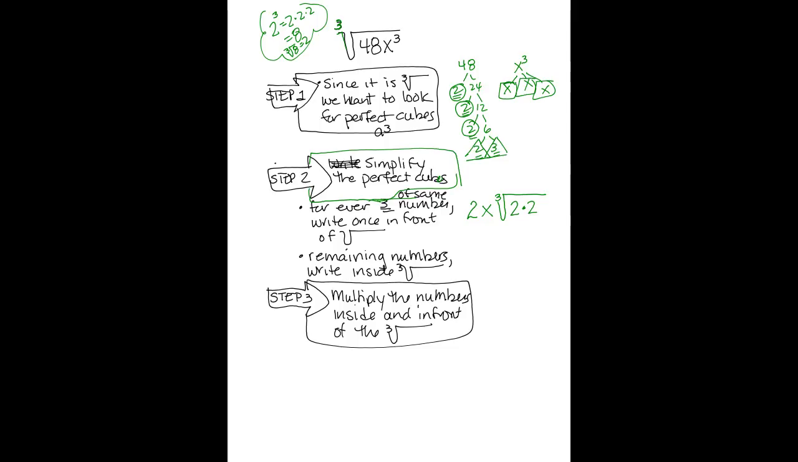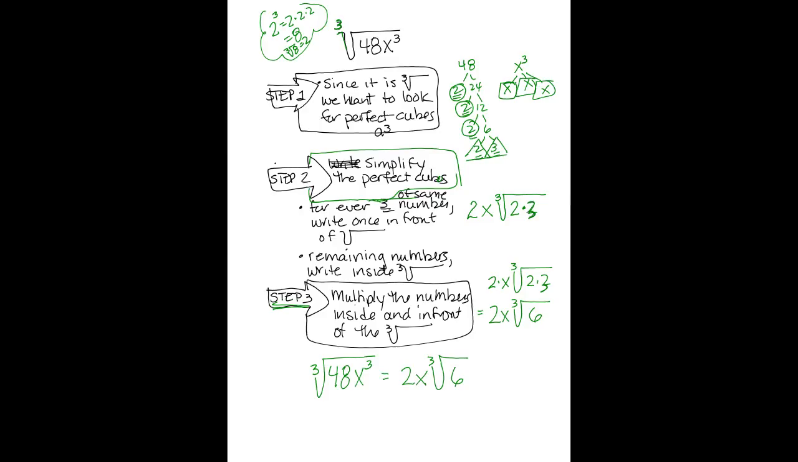Step number 3. Multiply the numbers inside and in front of the cube root. So let's do that right here. At this point we have 2 times x, cube root of 2 times 2, no, that's 2 times 3, sorry. Of 2 times 3, which is 6. So we'll say the cube root of 48x to the third is equal to 2x cube root of 6.